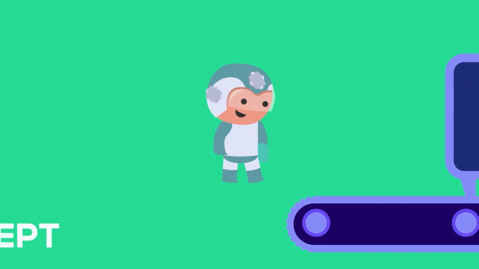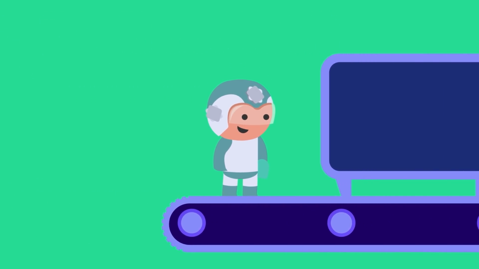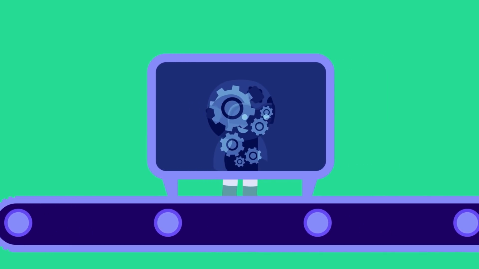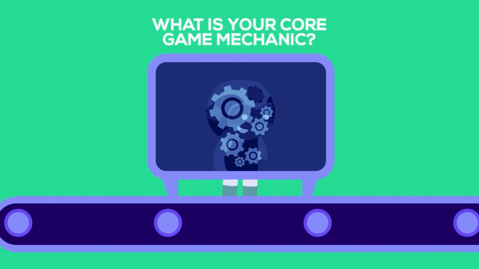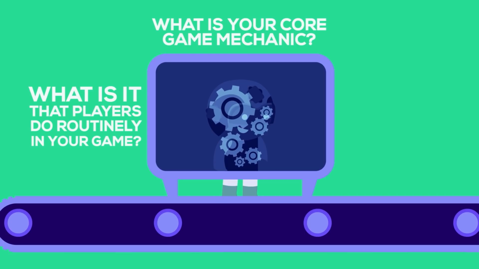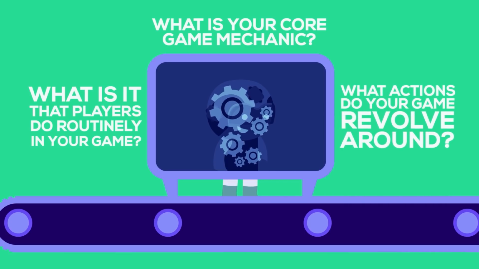Step 3. Qualify your game concept. Once you have your game concept ready, it's time to qualify it. Ask yourself the following questions. What is your core game mechanic? What is it that players do routinely in your game? What actions does your game revolve around?